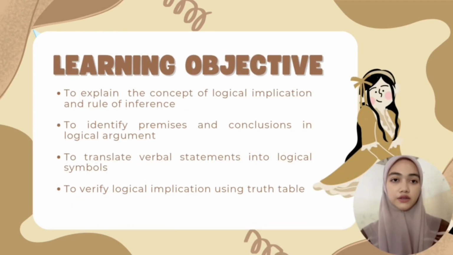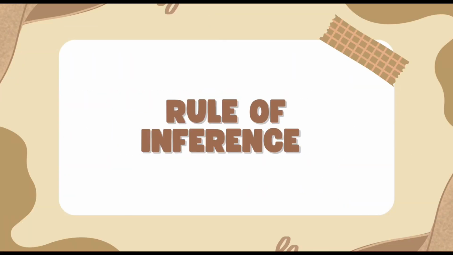For the learning objectives, the first one is to explain the concept of logical implication and rules of inference. Second is to identify premises and conclusion in a logical argument. The third one is to translate verbal statements into logical symbols. And the last one is to verify logical implication using truth tables.